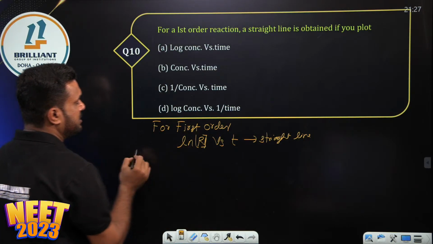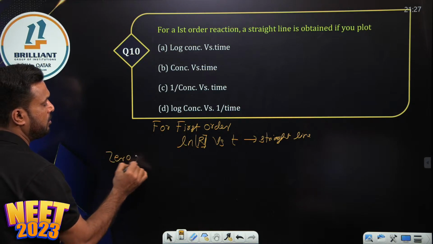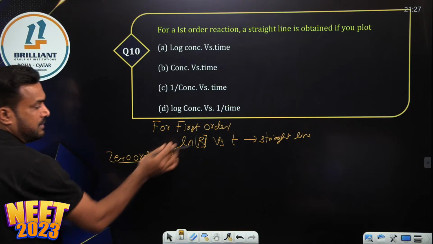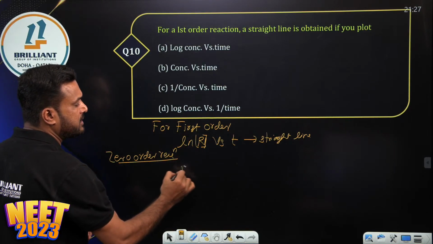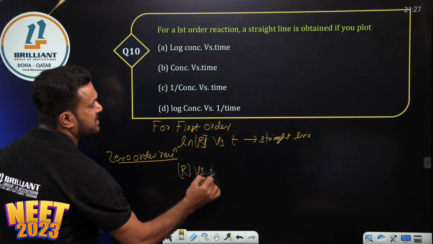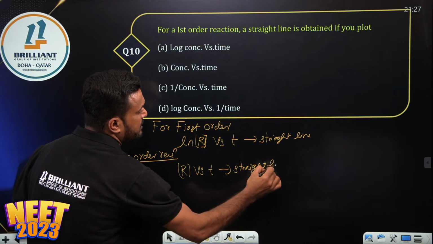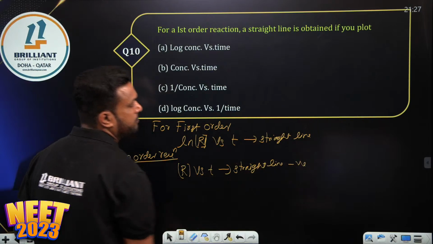For a zero order reaction, you know that one, we discussed this type of question. For a zero order reaction, concentration versus time will be a straight line. Straight line with the negative slope.